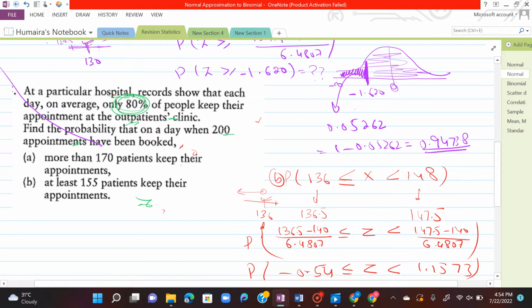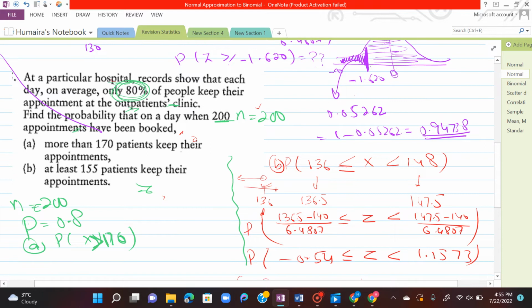Now see, n is equal to 200 is given to us, right? 200 appointments, and the probability is given to us also. n is equal to 200 and the probability is equal to 80%, meaning 0.8. Now what he's asking, look at the first question: more than 170 patients. So the A part is more than 170 patients. So this is a case of discrete data.